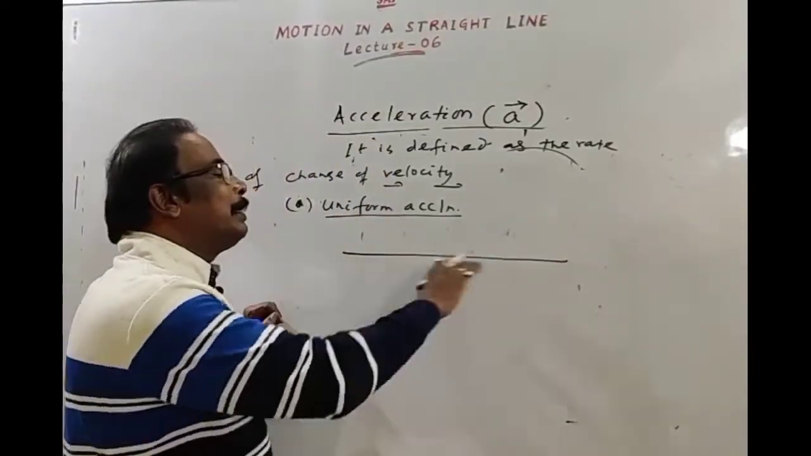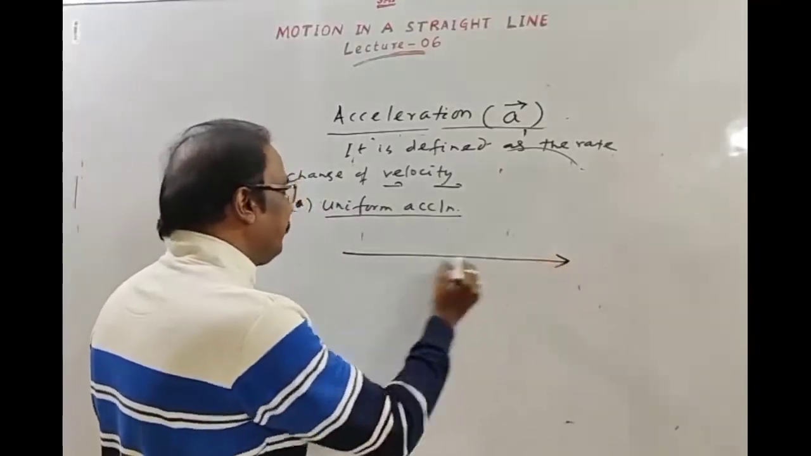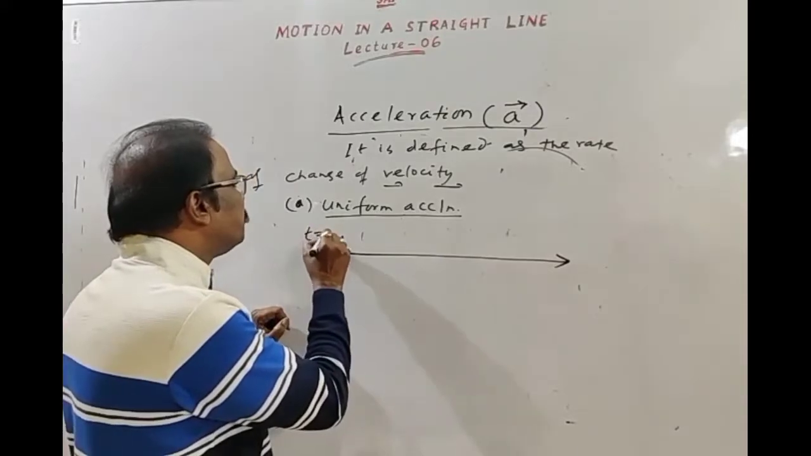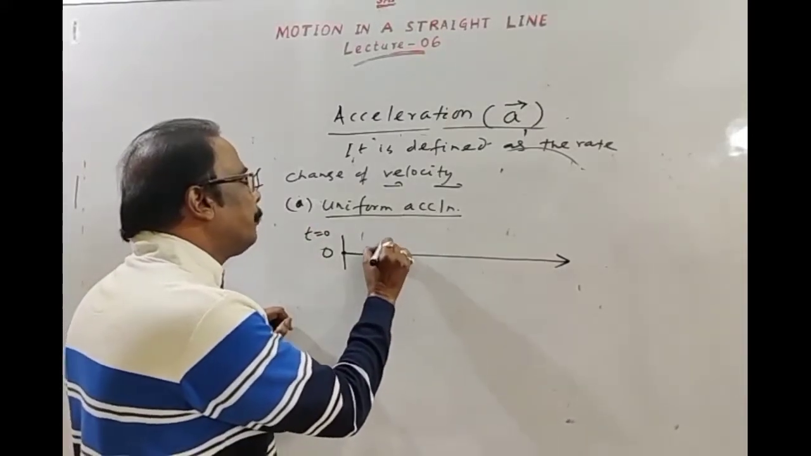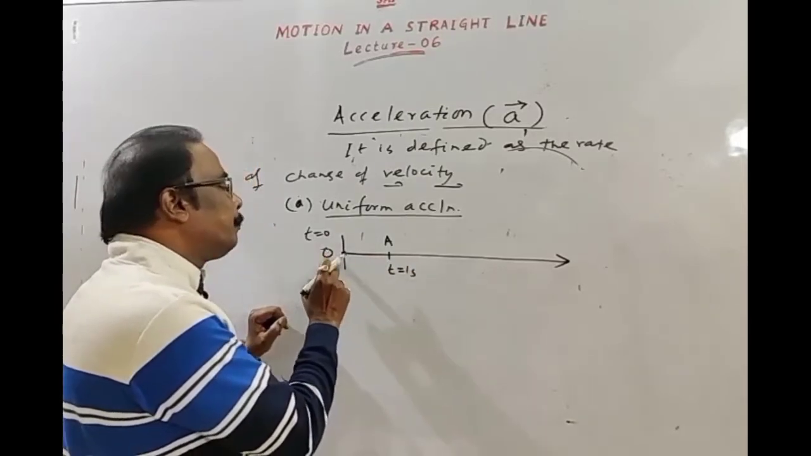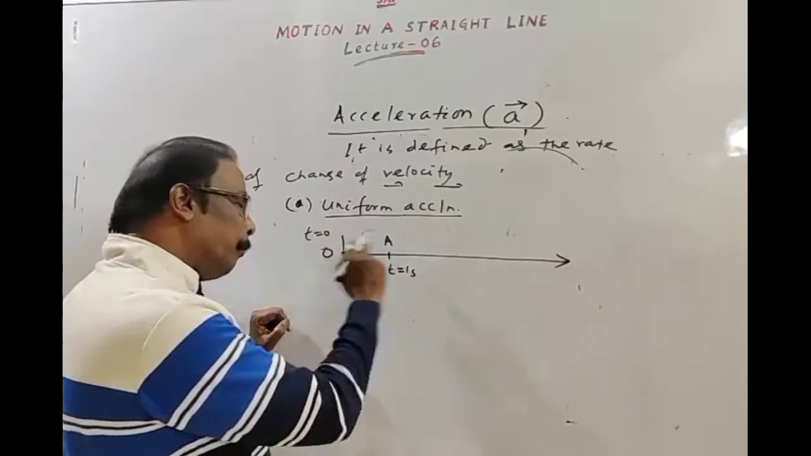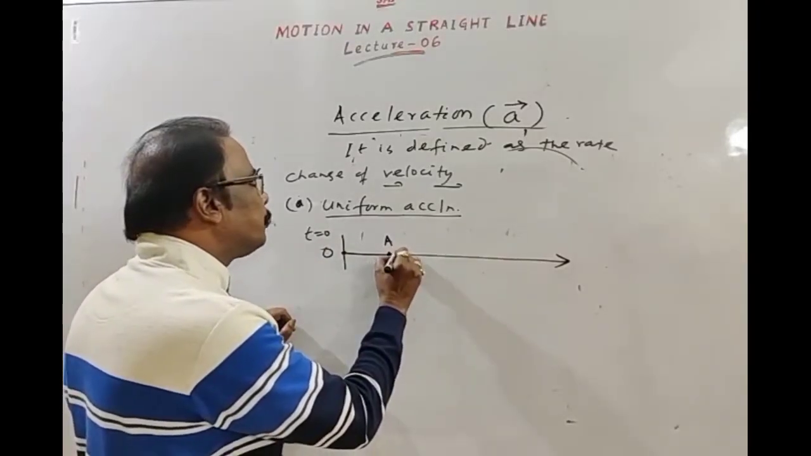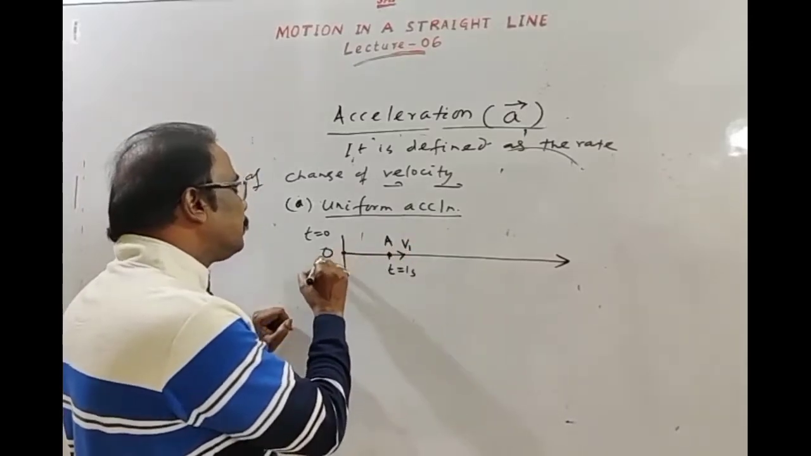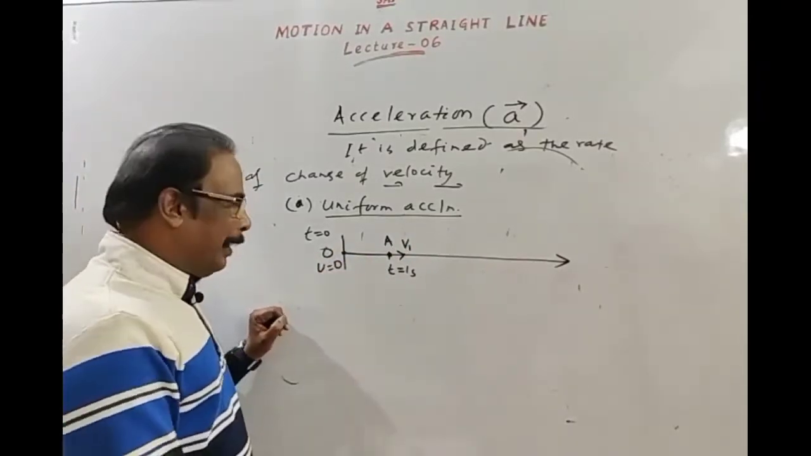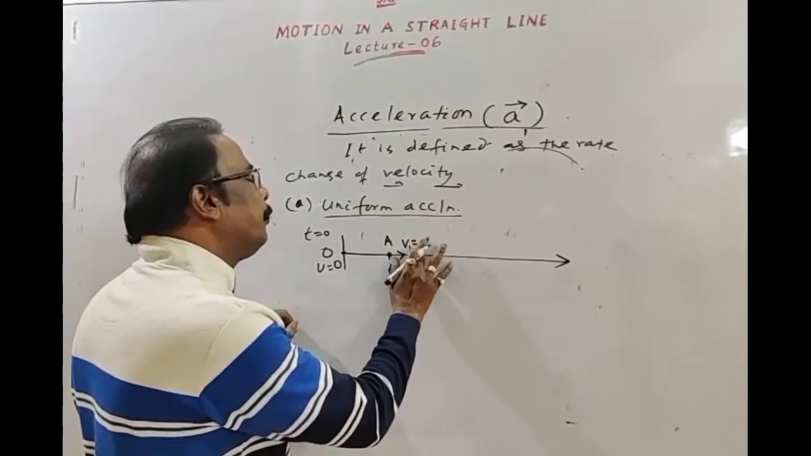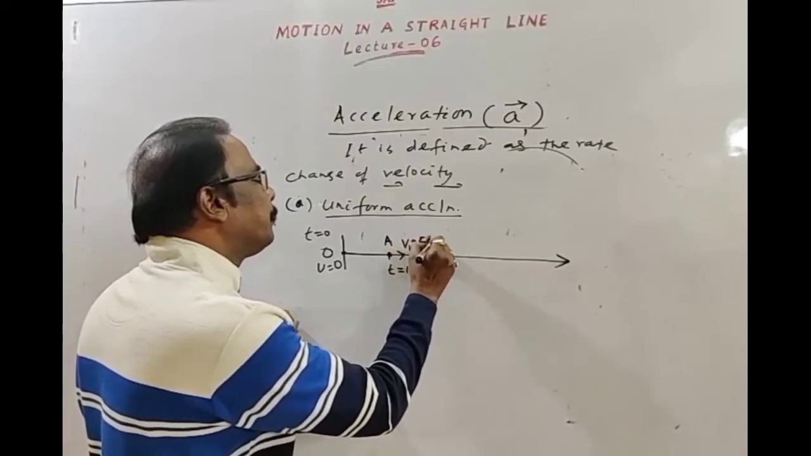Let's discuss. A body is moving along a straight line. It starts from here. Let the position be O when time is 0. Here at position A, time is 1 second, meaning the interval of time to move from O to A is 1 second. The body is moving with acceleration. Let at position A, the velocity of the body be V1. Here the velocity of the body is 0. Then the change in velocity: you may take any value, let this value be 5 meter per second.